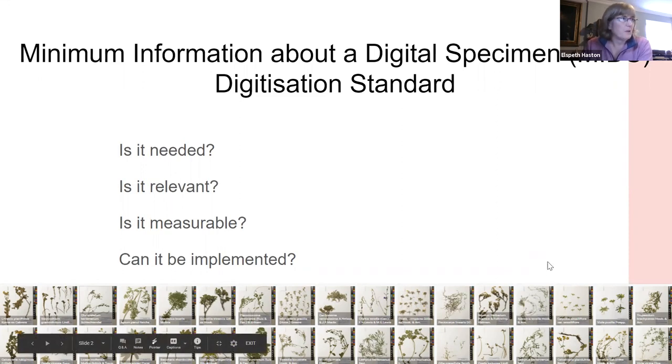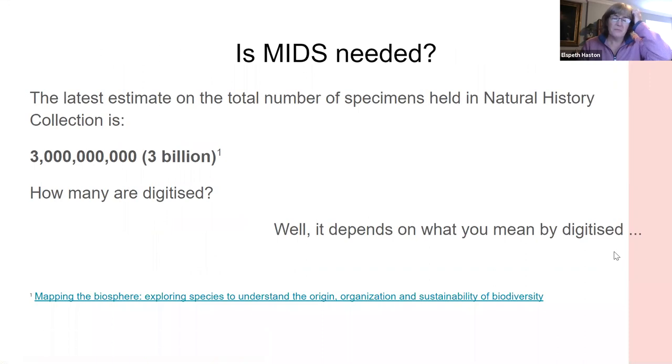So first off, is it needed? And I've been doing some number crunching, and thanks to other people who've helped pull these figures together as well. So the latest estimate on the number of specimens held in natural history collections around the world is 3 billion. And of these, one question could be how many are digitized? And as Alex was saying, there's a lot of different opinions about what digitized means.